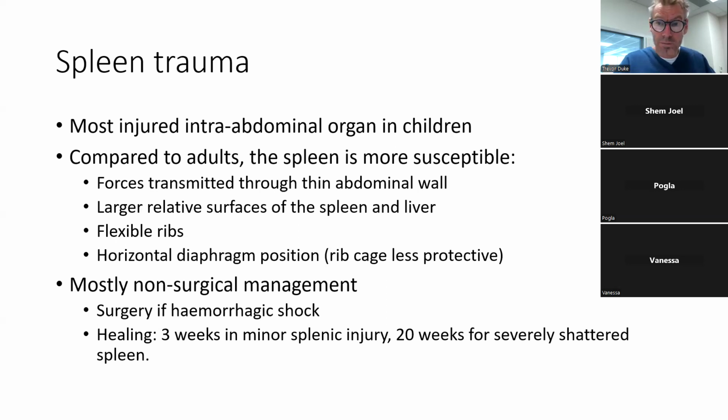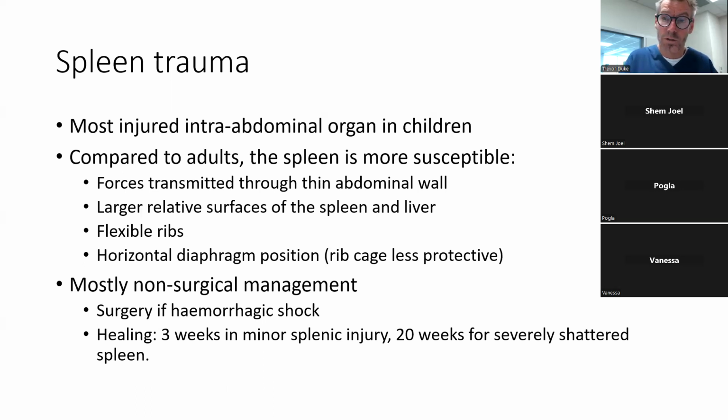You know, a child's abdomen is a bit more protuberant, and part of that is the way the diaphragm sits. And the spleen is more exposed to trauma, I would say. The ribs are more flexible, and compared with adults, there's a larger surface area of the spleen and the liver.